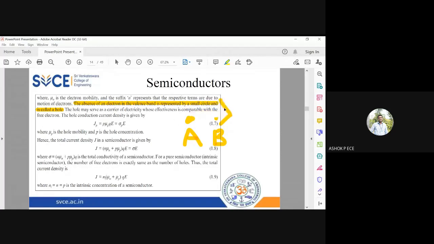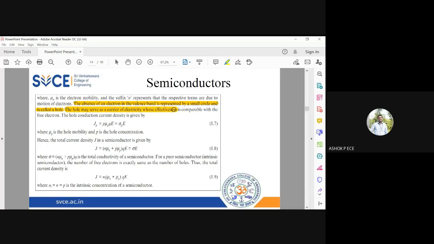A hole is not a physical particle; logically, the hole does not exist. The absence of an electron is considered a hole. In the conduction band, you have a lot of electrons. These electrons have come from the valence band. So in the valence band, you will have these holes available.